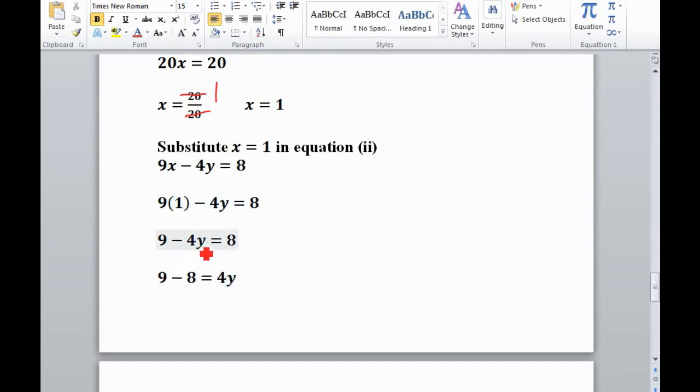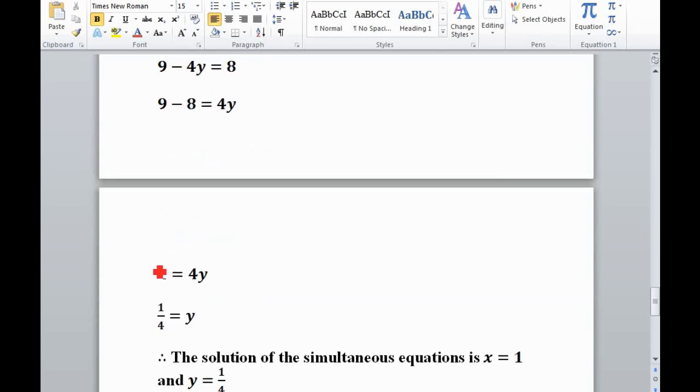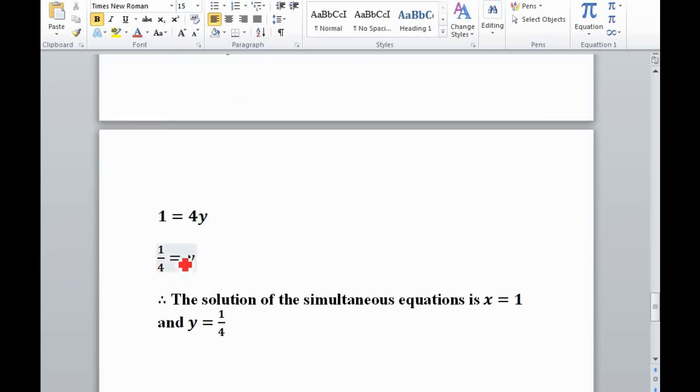So first of all, I will be taking this negative 4y to the right side of the equation and this positive 8 to the left side of the equation. Then this equation becomes 9 minus 8 equals 4y. Now subtracting 8 from 9, we get 1 equals 4y. To find y, let's take this 4 from the right to the left side. And this equation becomes 1 upon 4, which is the value of y. So therefore the solution for the simultaneous equations is x equals 1 and y equals 1 upon 4.